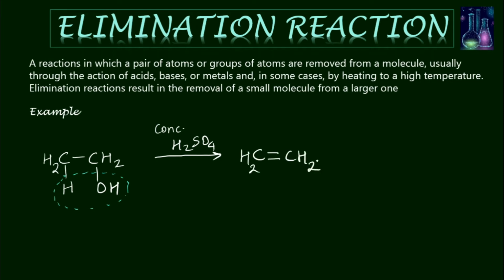So basically elimination reactions are the reverse of addition reaction, and the loss here is water. A single reactant is giving two products, ethene and water. Now there is a loss of an atom or a group of atoms from adjacent carbons, and this results in an elimination reaction. Let's see another example.